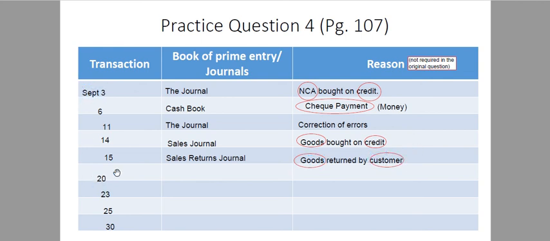So wherever you see the word goods, the possibility is one of those four journals: the sales journal, the sales returns journal, or the purchases journal and the purchases returns journal.